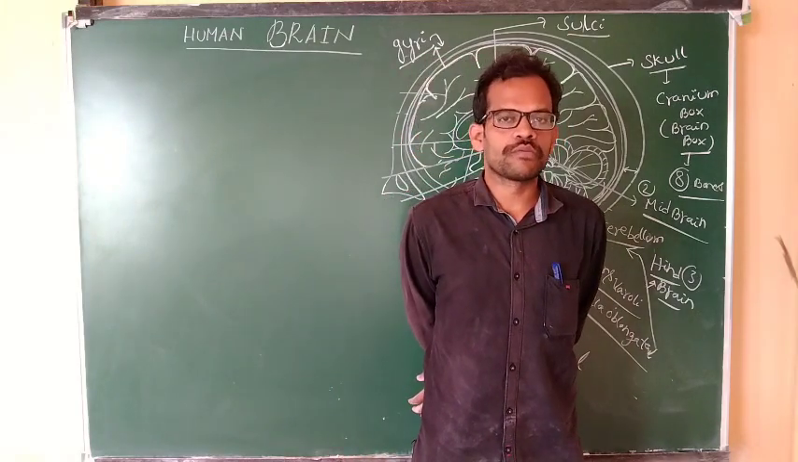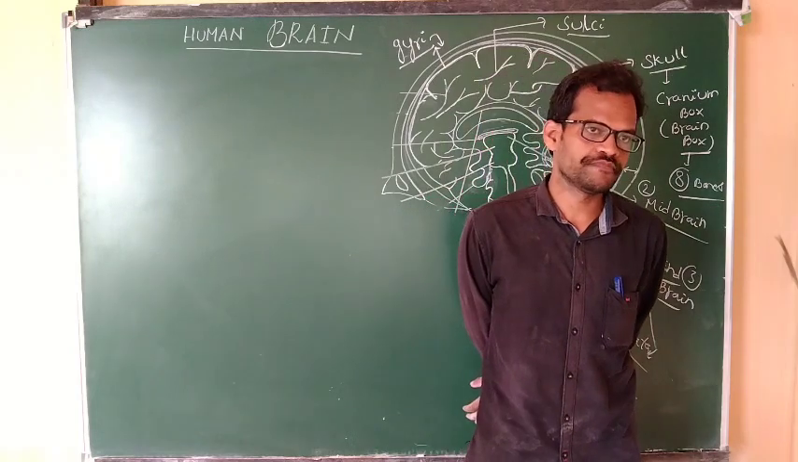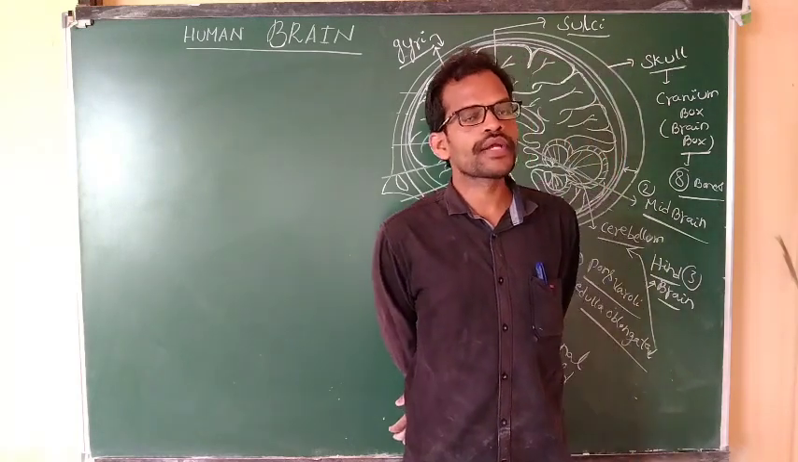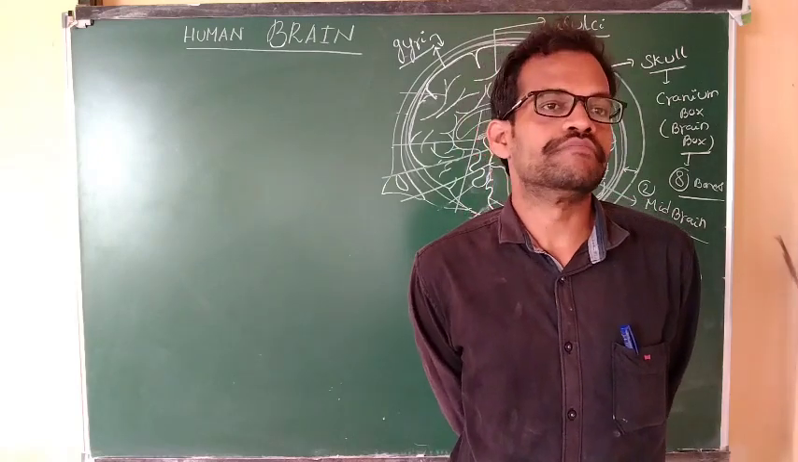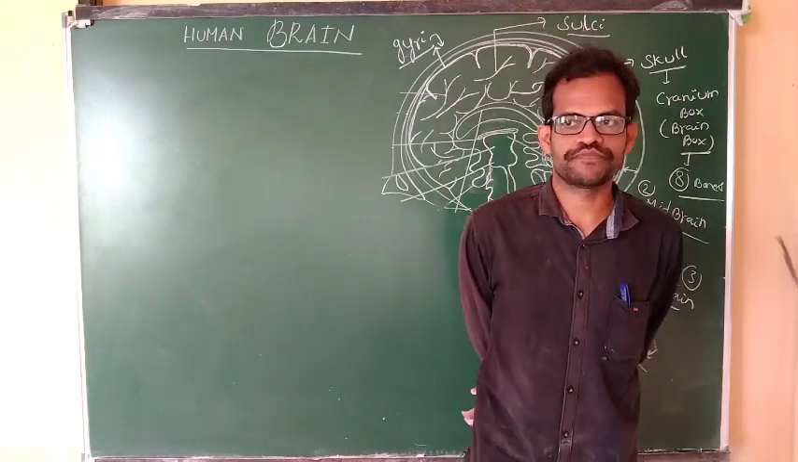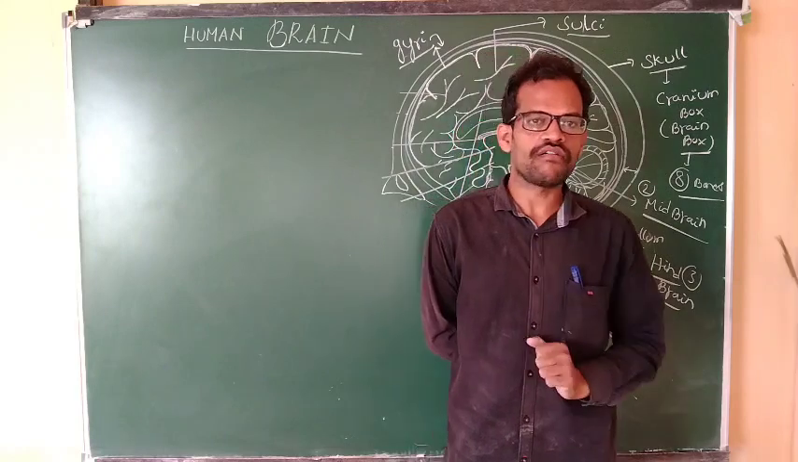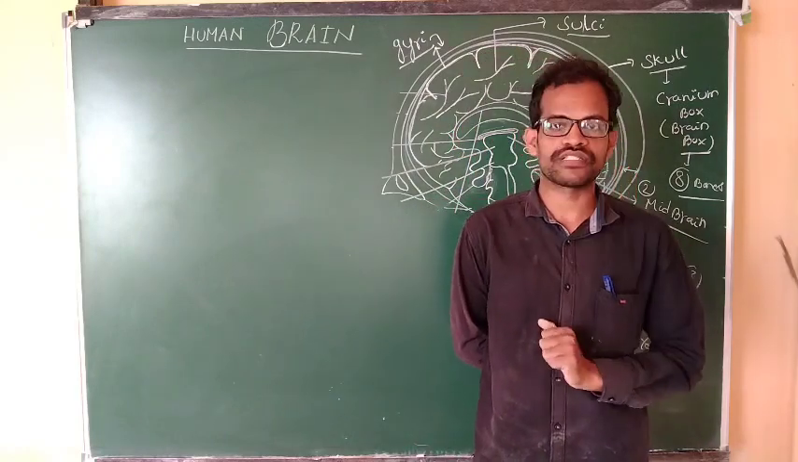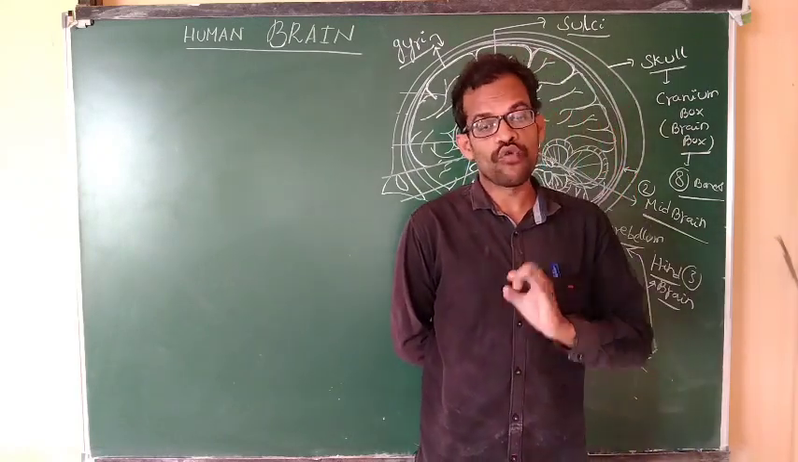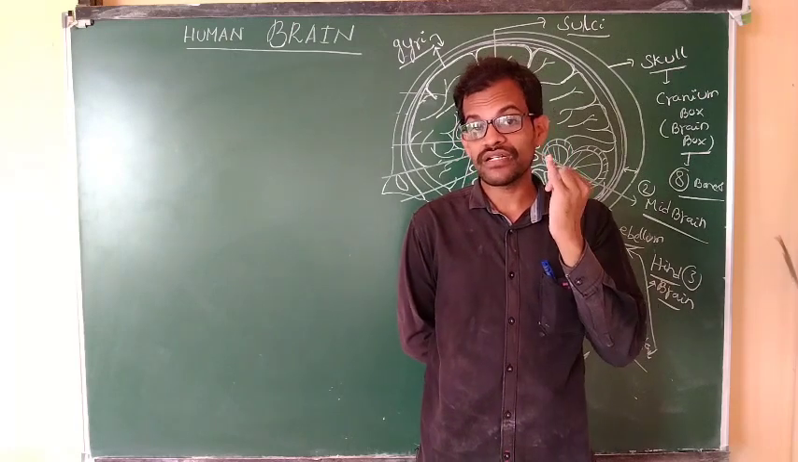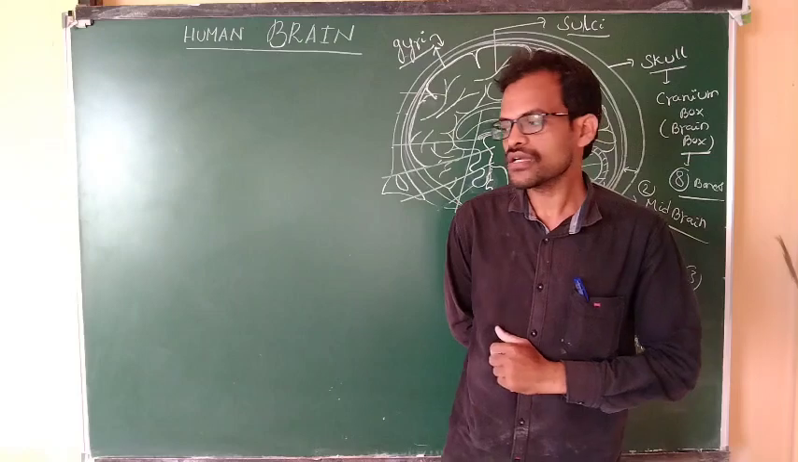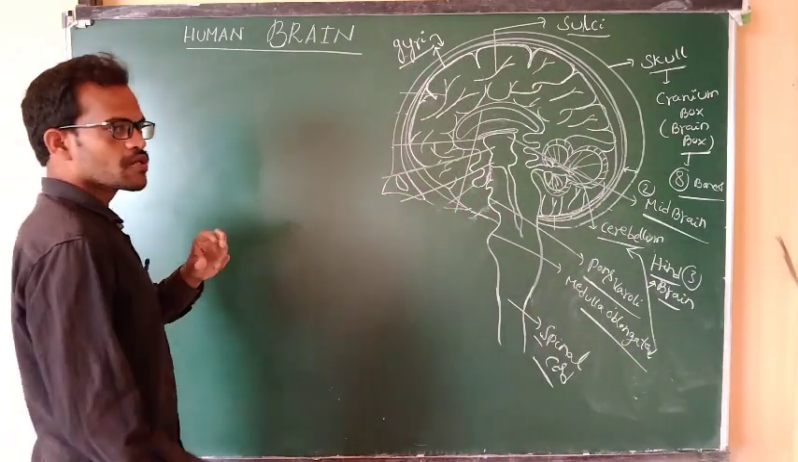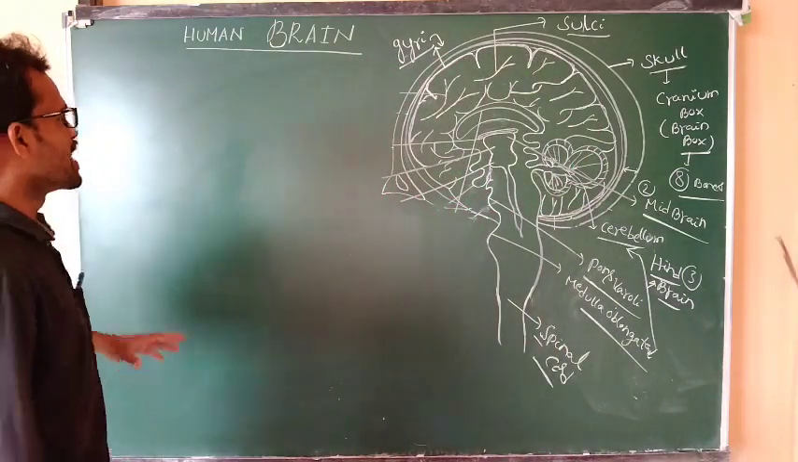Yesterday we already discussed the brain parts. Today we are going to discuss each and every part of the brain in a brief manner. The brain consists of how many parts? Three parts. What is the first part? Forebrain. Second part, midbrain. Third part, hindbrain. Today we are going to discuss the forebrain.